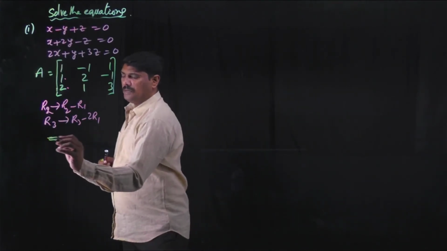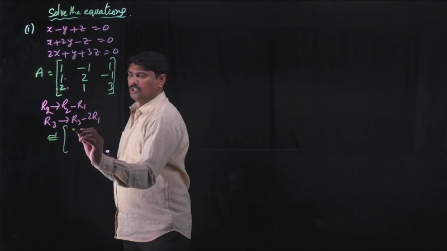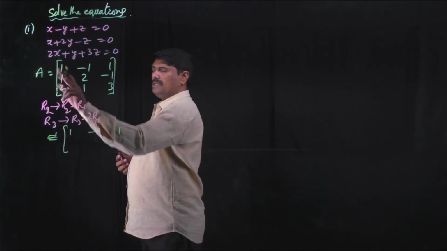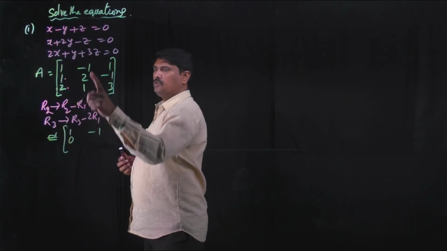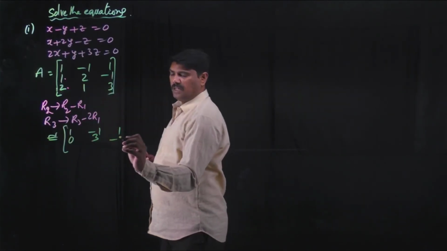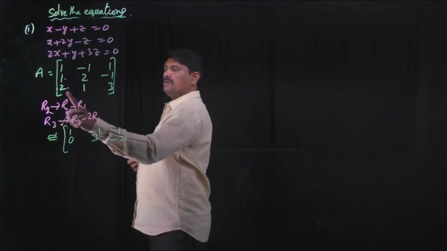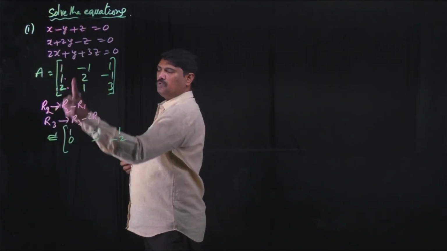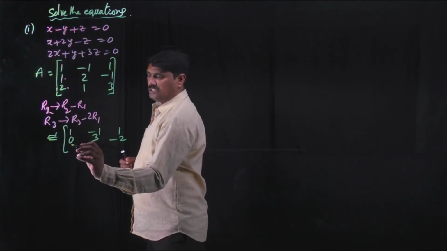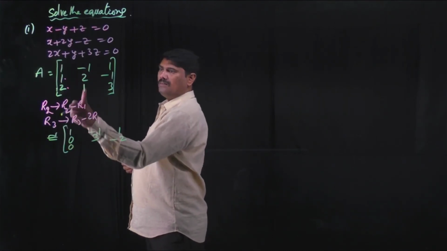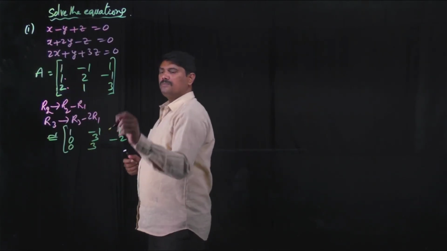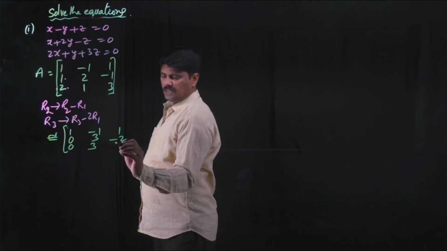So simple calculations, let me do directly. In the next step, R1 remains the same, no change: 1, minus 1, 1. R2 minus R1: 1 minus 1 gives 0, 2 minus of minus 1 is 3, minus 1 which is minus 2. Multiplying R1 with 2, R3 minus 2 R1 is the next row operation: 2 minus 2 which is 0, 1 minus of minus 2 plus 2 which is 3, 3 minus 2 which is 1.